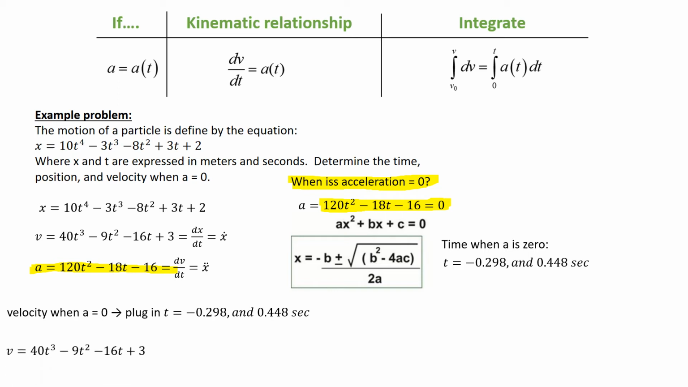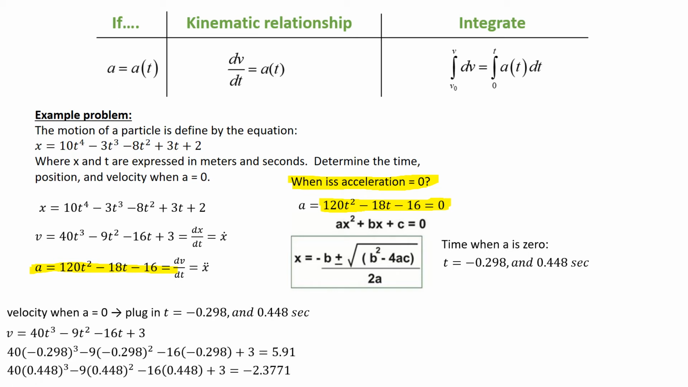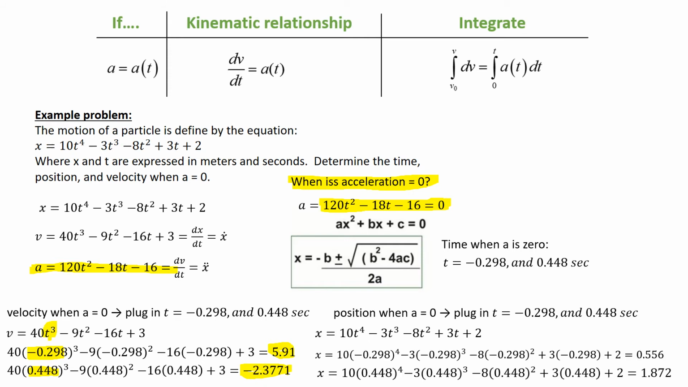Okay, so we have our times, we have an equation for velocity, and we're just going to plug in what we found for time into this velocity equation. Okay, so we have two different times we're looking at. That gives us the velocity that is happening at this point. Same thing for position. Okay, so we have our equation for position, and we're just going to plug in what those times are. You're just plugging in numbers and solving for what the position is.